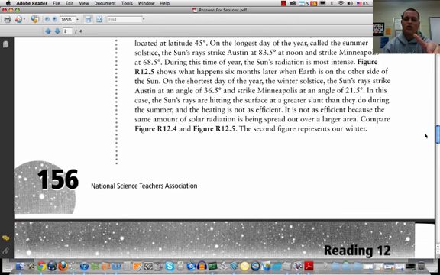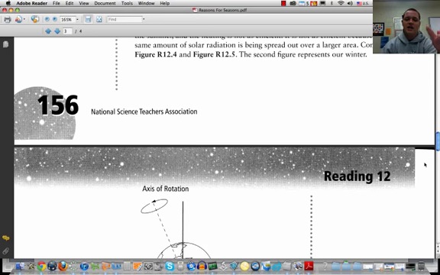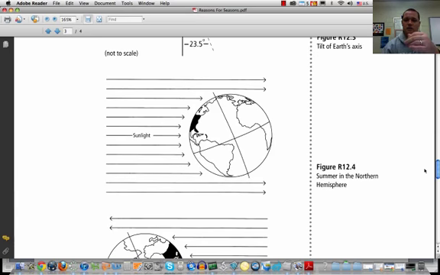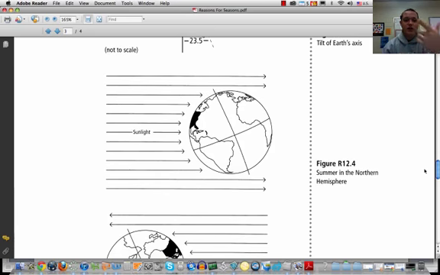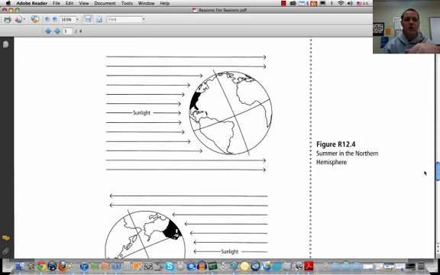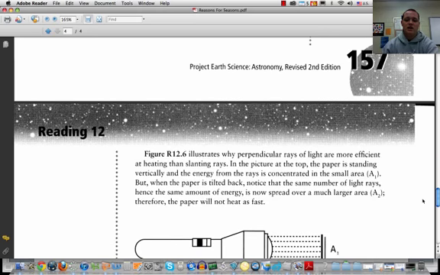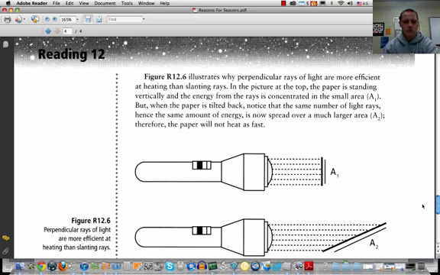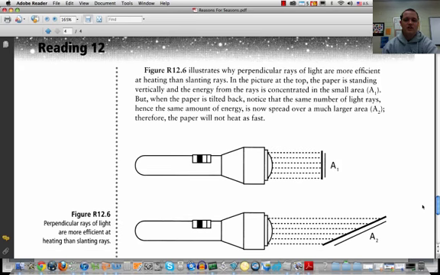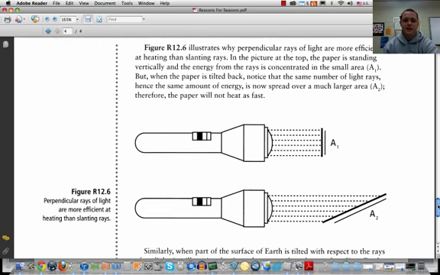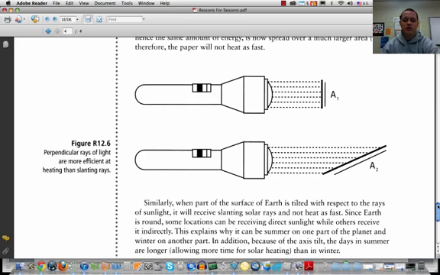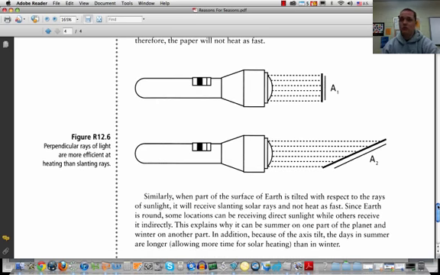It'll talk about why certain places have different temperatures, and it has to do, as you probably have already learned, with the tilt of Earth's axis and whether we're receiving direct sunlight or indirect sunlight in the northern or southern hemisphere to determine what season we are in. It also talks about the use of a flashlight, which you used in one of your labs. Direct sunlight would be in this diagram, and indirect sunlight will be in this diagram right here.